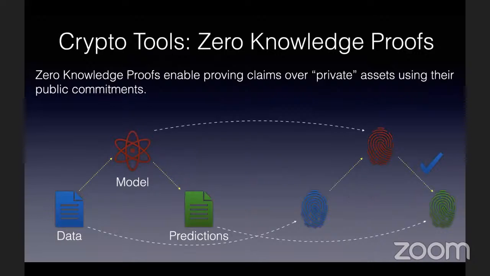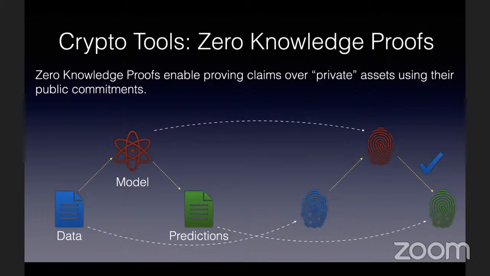And finally, the centerpiece of this talk, the zero knowledge proof. What a zero knowledge proof allows is that it lets us prove claims over private assets using only their public commitments. So consider the picture on the left. There is a model. When you input some data to this model, the data in blue is, let's say, the samples on which you are trying to get predictions, and the model outputs the predictions.